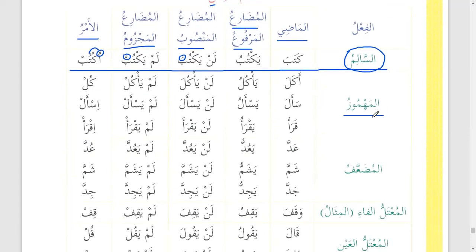Mahmuz means a verb that has hamza as a part of the root letter. When hamza is the part of the root letter, we call it mahmuz. Okay, now please remember that hamza can be the part of the root letter, but alif cannot be a part of the root letter, and you know that.